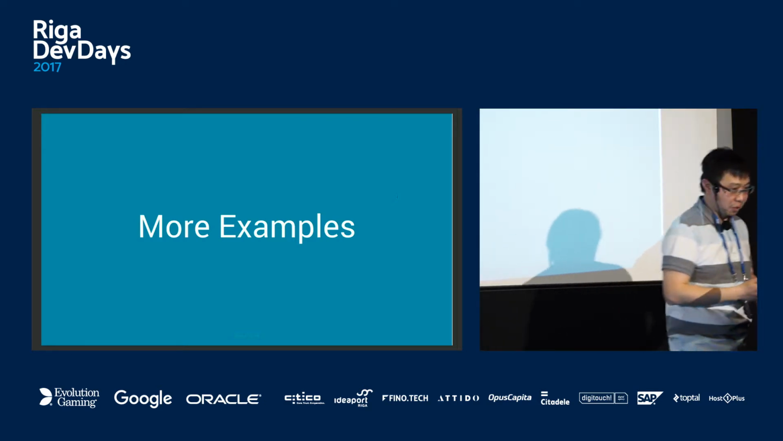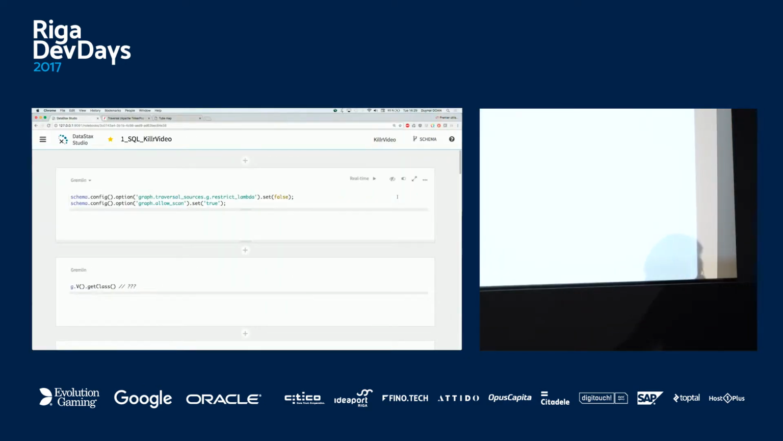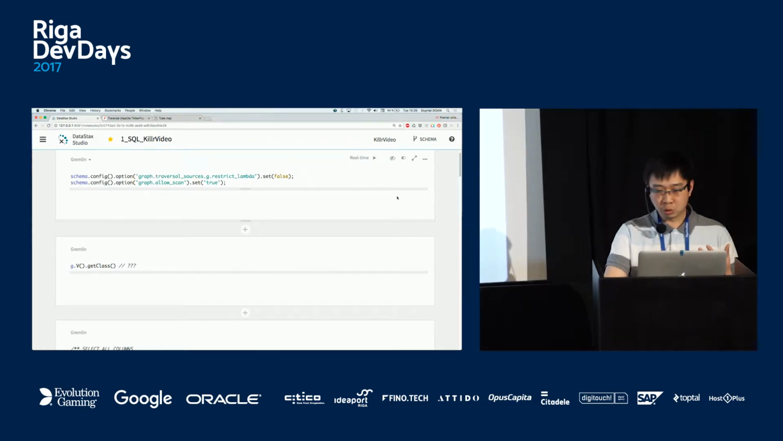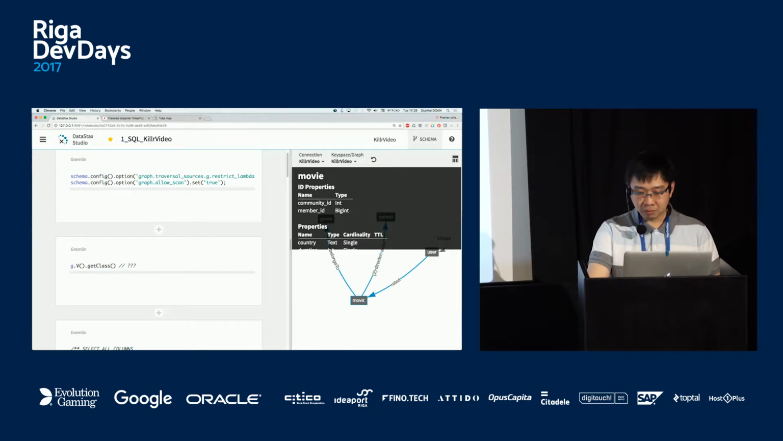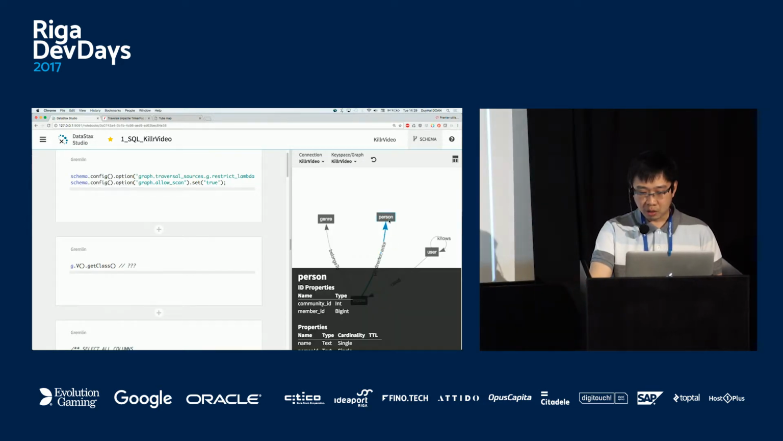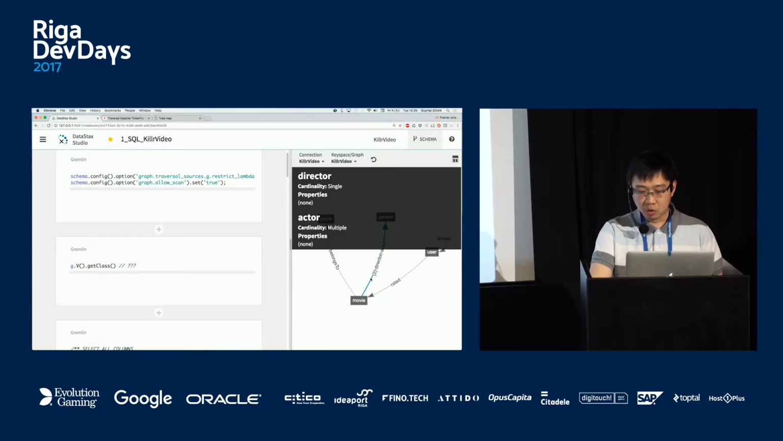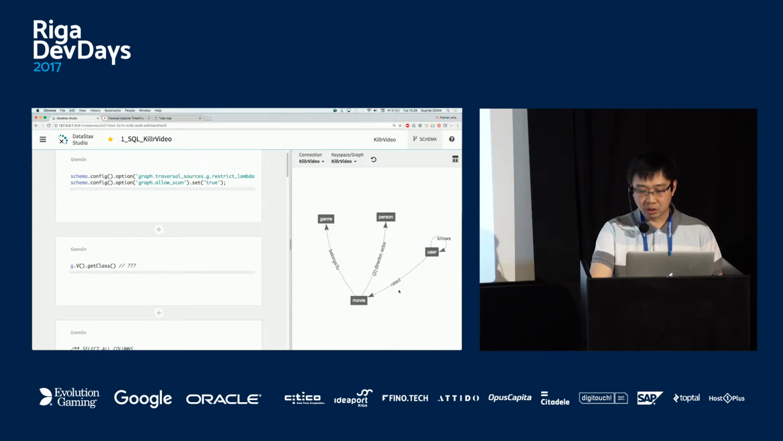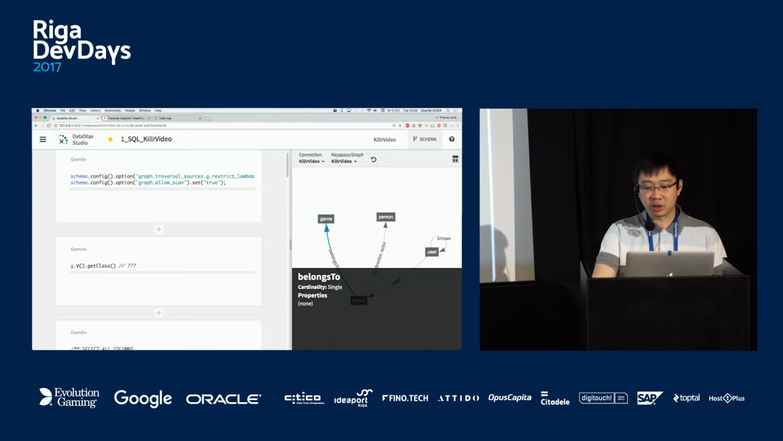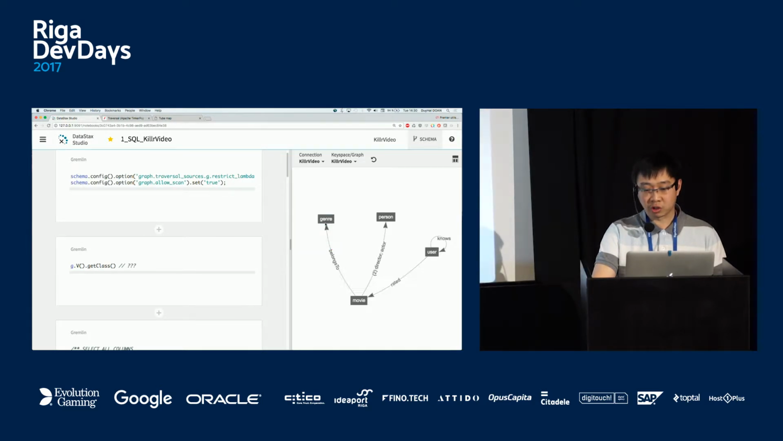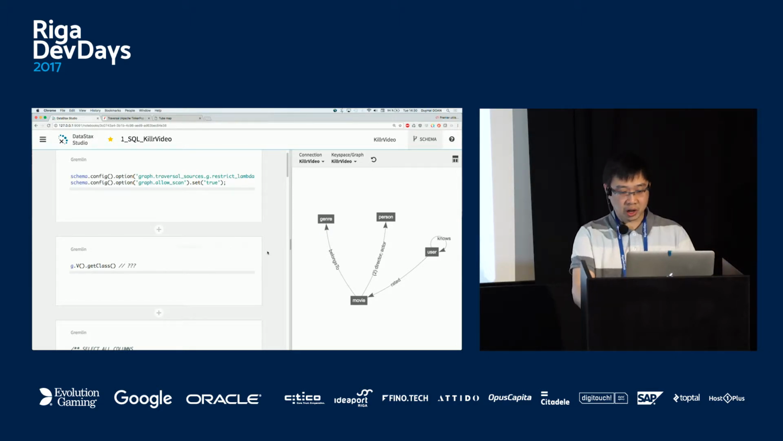Okay, so let's do something more complicated. I have a notebook, DataStax Studio. It is a notebook used to query graph data. So this is my complete schema. A movie is connected to a person by director or actor. A movie is rated by some users. On the rated edge, I have the property rating. And the movie can belong to many genres. This is my schema. I put it here so everyone can see it.